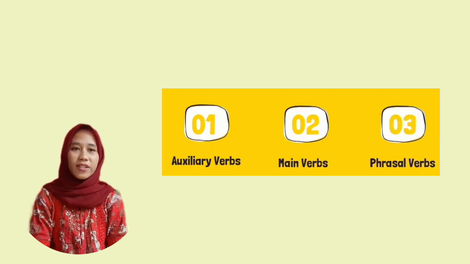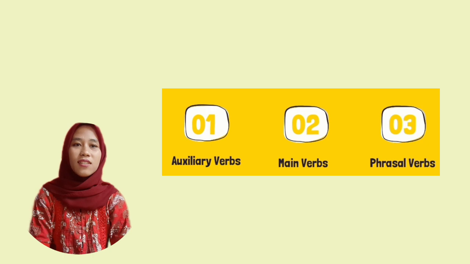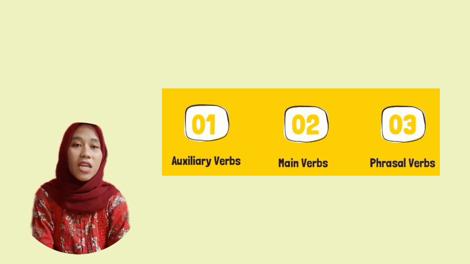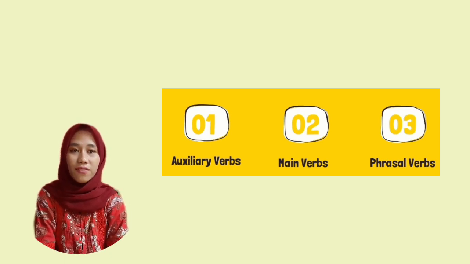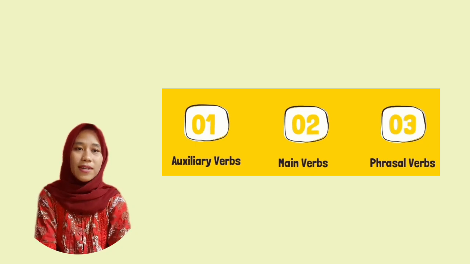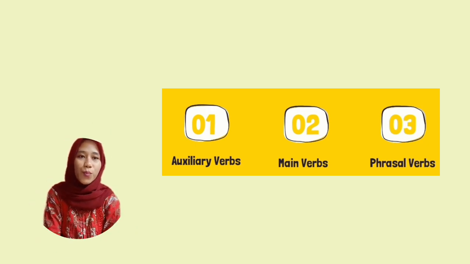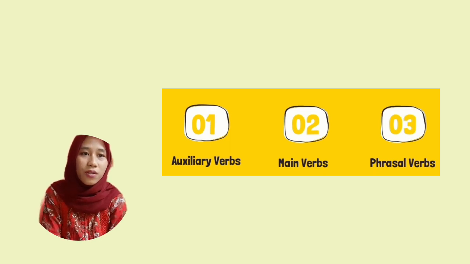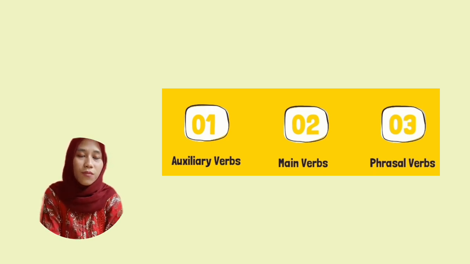Verb types. There are auxiliary verbs, for example, shall, should, will, would, etc. The next one is main verbs. These carry the main meaning. For example, the sentence: he arrived at 7 o'clock. The last, phrasal verbs. These are formed by adding an adverb or a preposition to a verb to create a new meaning. For example, set out.